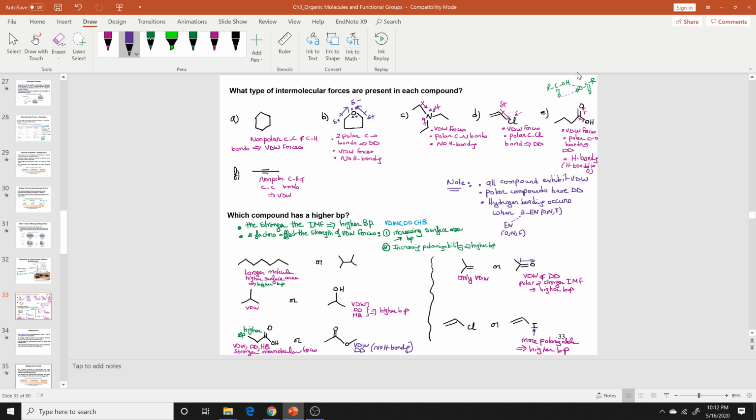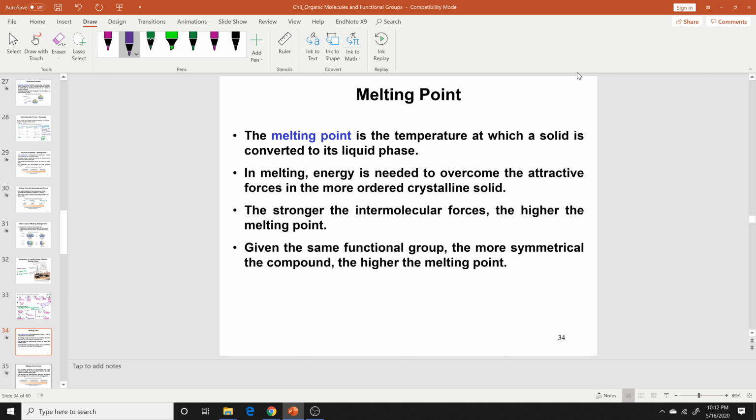Okay, one of them is polar, the other one is not polar. So this guy over here is not polar. This one is going to have a higher boiling point. And now look at the size. Iodine is larger in size. It is more polarizable than the chlorine.